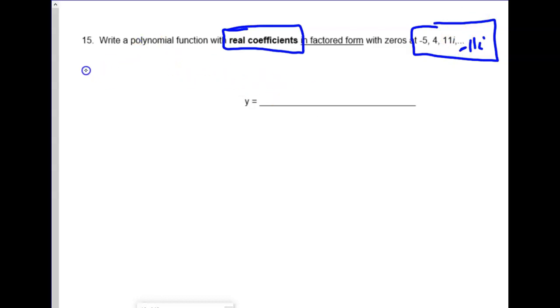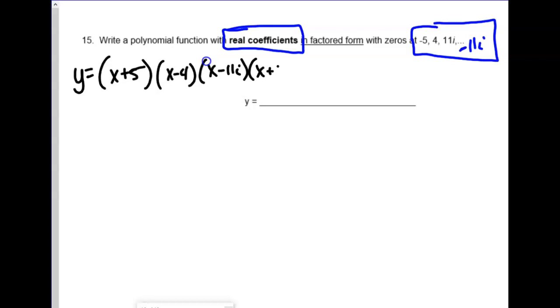Okay, so now what I'm going to do is take all those zeros and write them in factored form. So a 0 at -5 would be a factor of x plus 5. And then a 0 at 4 would be a factor of x minus 4. X minus 11i and x plus 11i, yep.